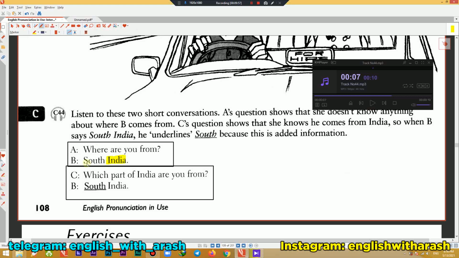But sometimes, look at another conversation. C knows that B is from India. C just doesn't know where in India she's from or he's from. It says, I know you are from India, but which part of India are you from?